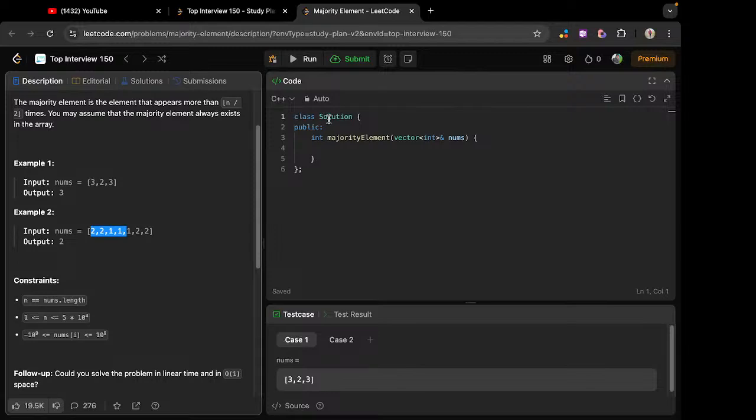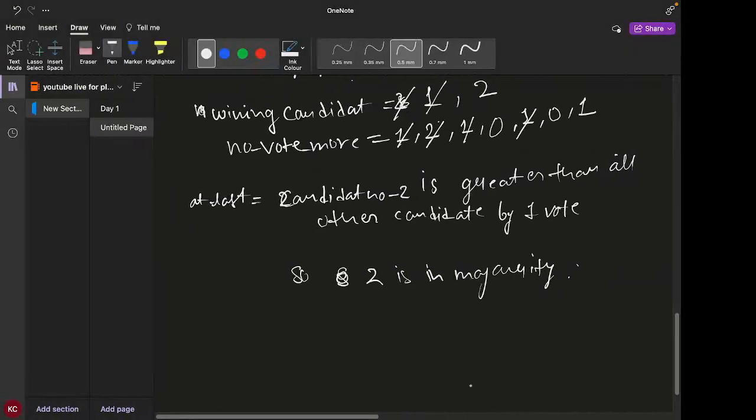It will not demotivate me because I know I'm doing it just for myself. So 2 is in majority.